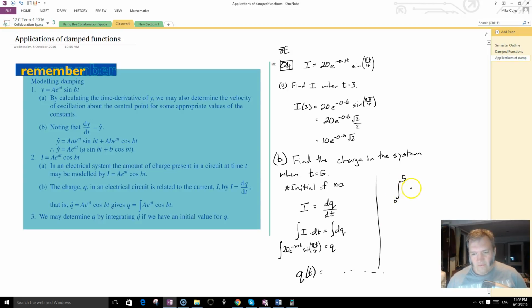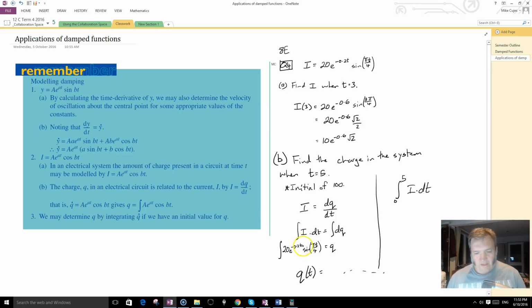What the integral of I dt between 0 and 5, the definite integral, is going to give us is the charge in the circuit, the total charge, or change in charge in that circuit over that period of time. If we then add that to the initial charge, we end up with the same answer.